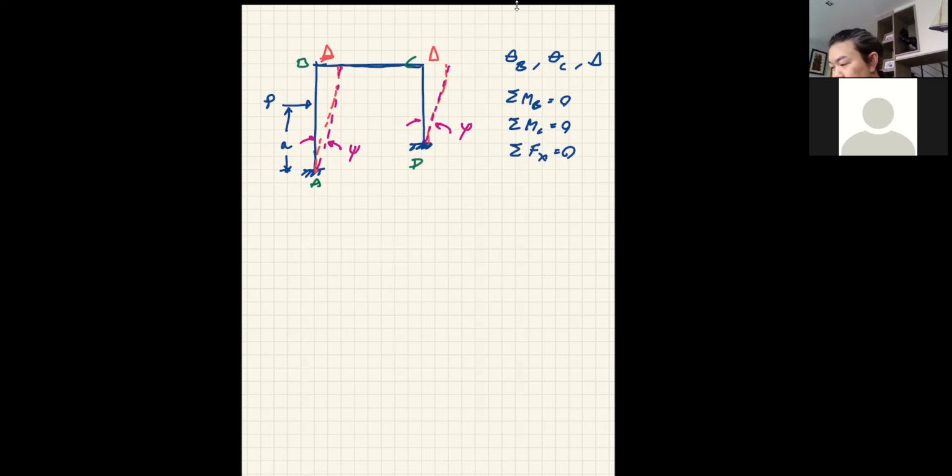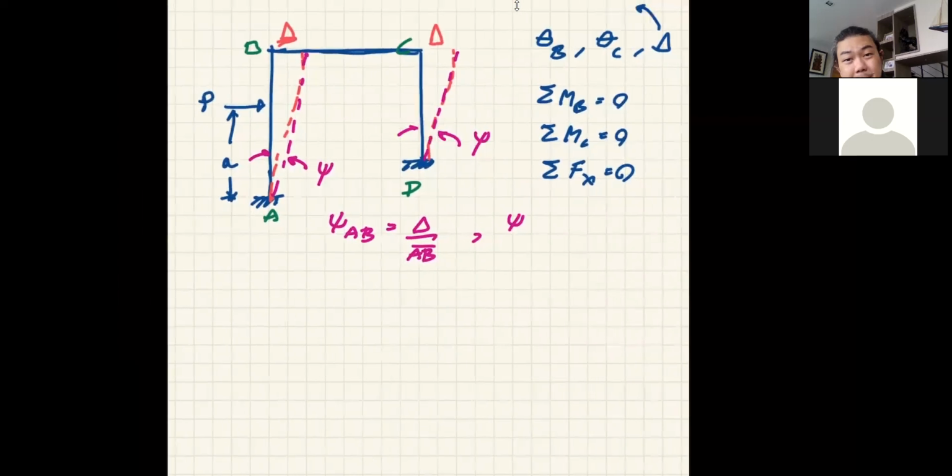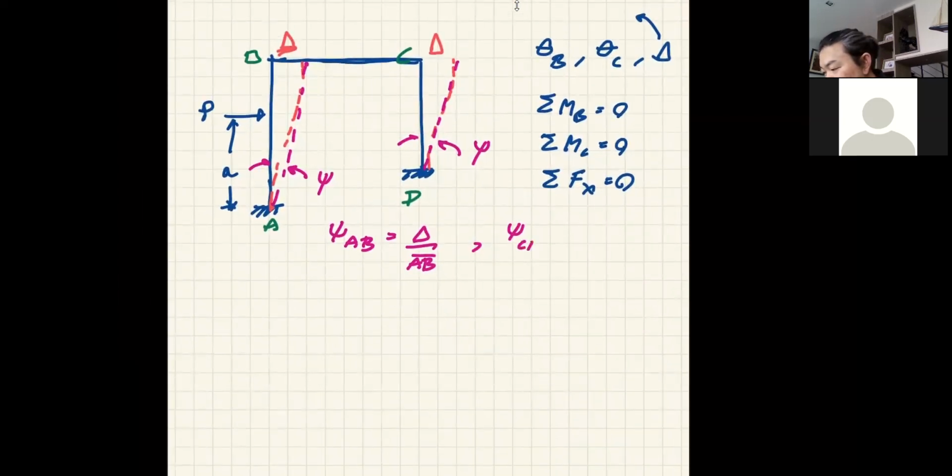Now, keep in mind that from the delta here, you will know that the psi of member AB will be equal to delta divided by the length of member AB. So is it safe for me to write like that? And psi of member CD now, it's going to be equal to delta, but divided by the length CD. See, we have psi terms on member AB and CD, but not on member BC. Keep that in mind.